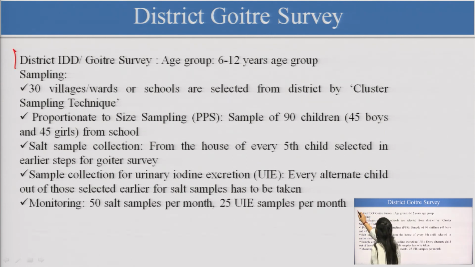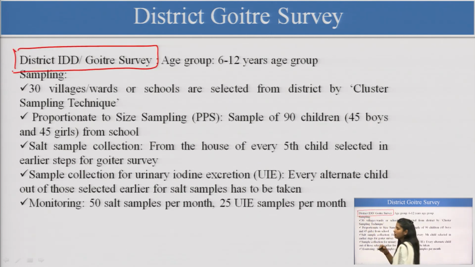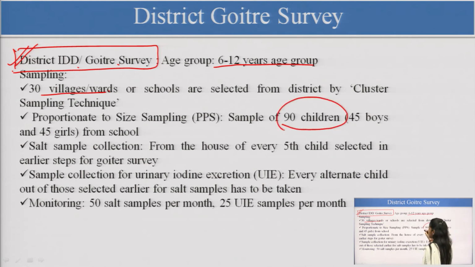Now, how will we decide which formulation, iodized salt or double fortified salt, we should implement in the population? There are some surveys we did, the district IDD goitre survey. This survey was done on children 6 to 12 years of age, and we took 30 villages. In 30 villages we took 90 children, 45 boys and 45 girls.